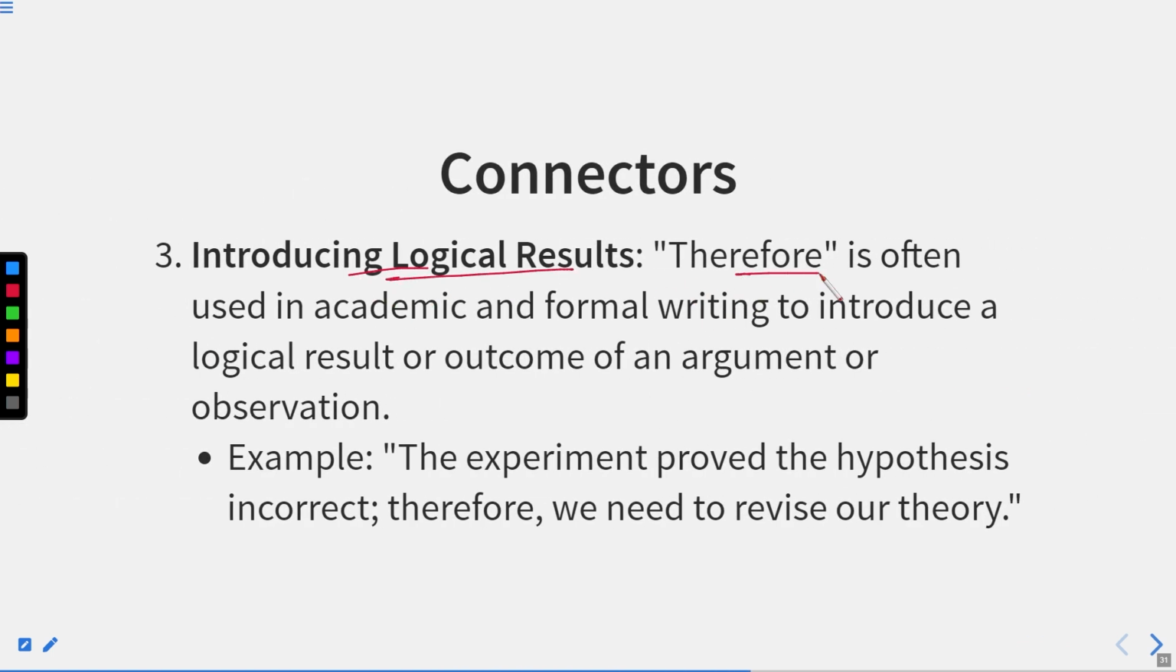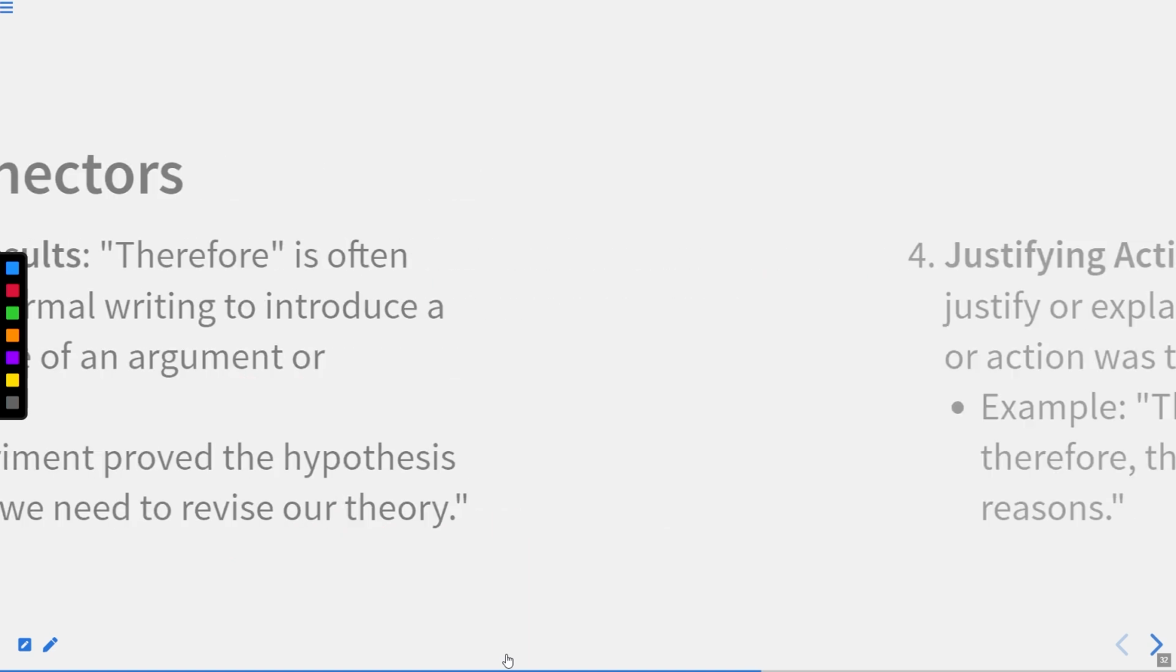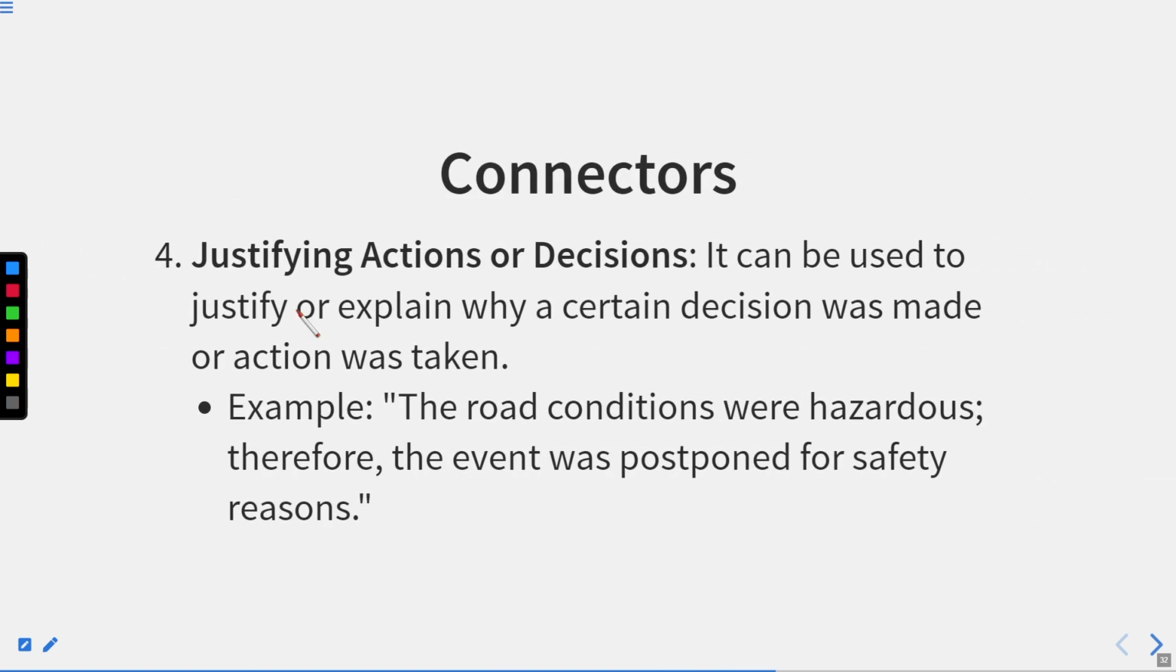Introducing logical results. Therefore is often used in academic and formal writing to introduce a logical result or outcome of an argument or observation. For example, the experiment proved the hypothesis incorrect. Therefore, we need to revise our theory. The experiment proved the hypothesis incorrect. It means the hypothesis was incorrect according to the experiment. Therefore, the result of which is that we need to revise our theory. So therefore indicates the result.